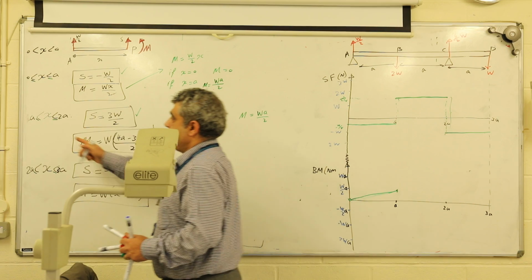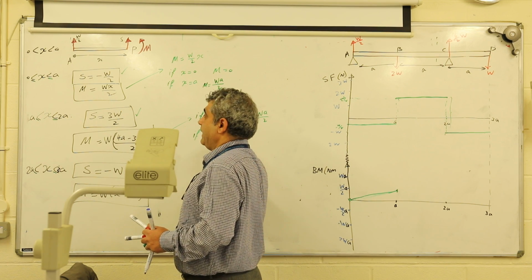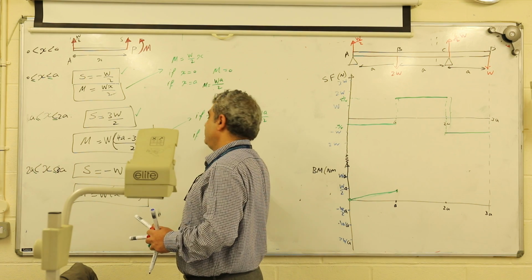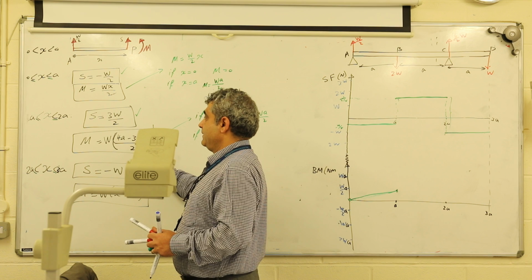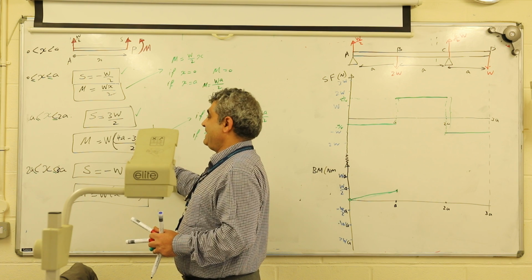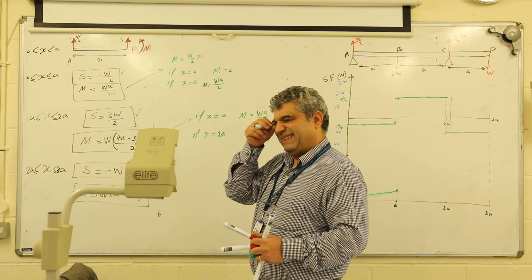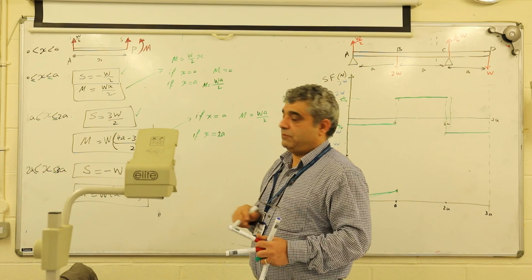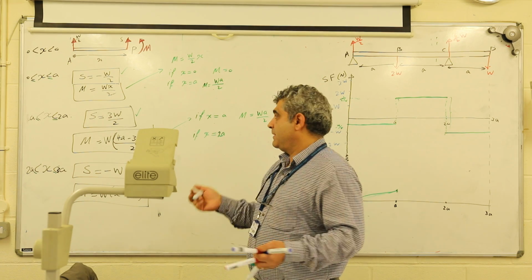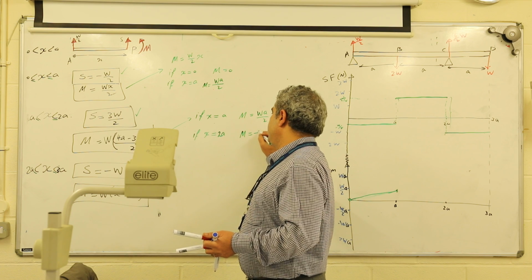This equation is operating in this range. First I'll use x is equal to A. Second one would be x is equal to 2A. Well done. If I put a 2A instead of x, 2A times 3 becomes 6A. 4A minus 6A is negative 2A, divided by 2, and that would be M is equal to minus WA.